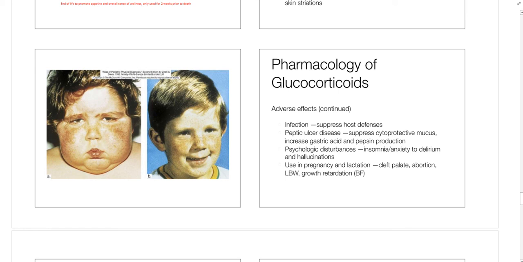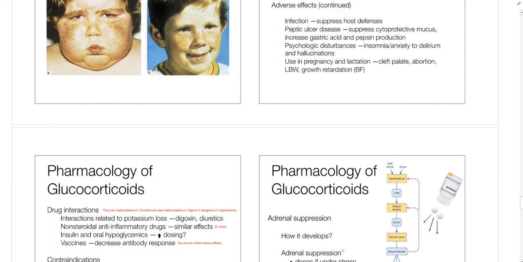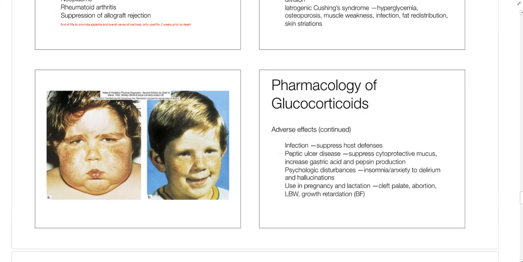And then when we use it in pregnancy and lactation, there's a potential for cleft palate, spontaneous abortion, low birth weight, and growth retardation. I don't know what BF stands for. Oh, breastfeeding? Okay, breastfeeding. So if you take it while breastfeeding, then growth retardation's a potential option. And here we see the moon face, compared with what the kid normally looks like.